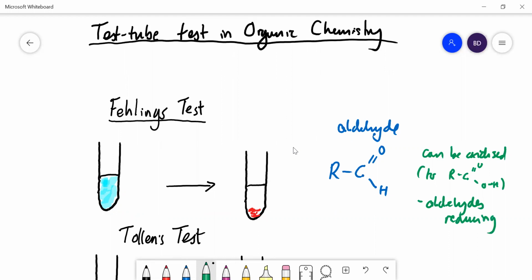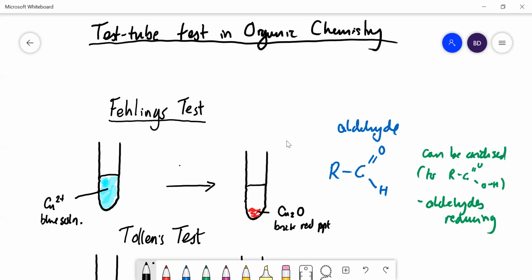Okay, so Fehling's test is basically copper ions in a slightly alkaline solution, and that is a blue solution. And if you have an aldehyde, and only an aldehyde will do it, nothing else, the copper 2+ gets reduced to copper 1 oxide, which is a brick red precipitate. So that's the change there. That's what you're looking for.